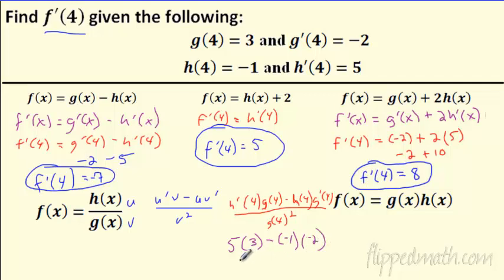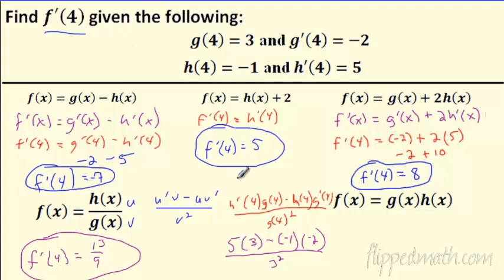So really write this out nice and neat, hopefully neater than me. Keep it organized, and then it's not too bad. On the bottom is just 3 squared. Let's clean this up a little bit. The f prime of 4 is going to equal what? 15 minus, that's a plus, but minus 2, so I'm looking at 13/9. 13 over 9. I like that one. That was fun. Guess it depends on what your definition of fun is, but I enjoyed that one.